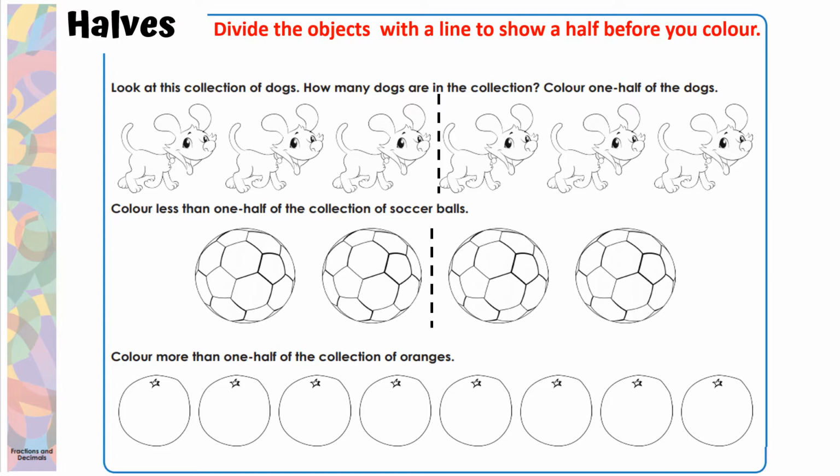Now, on my last question, I've got all of these oranges. Got 2, 4, 6, 8 oranges. Now, for this question, it's asking me to colour more than one half of this collection of oranges. So first of all, I've got to find half. I'm going to use my counters again. I'm going to put them into 2 equal groups, and I'm going to find that half is this, because half of 8 is 4. Now I'm going to colour 4 of them, but I'm allowed to colour a little bit more because I've got to colour more than half of the collection. Now be careful not to colour all 8 because that would be colouring the whole.